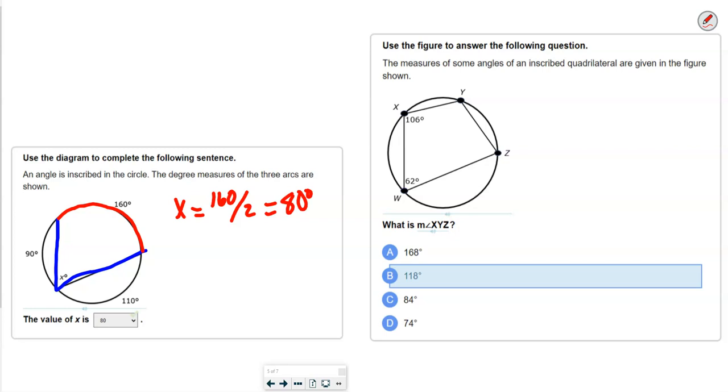All right, the next one says the measure of some angles of an inscribed quadrilateral are given in the figure shown, and it's asking us for x, y, z. Okay, so these two angles are supplementary, so can't we just take 180 minus 62, and that's equal to 118.